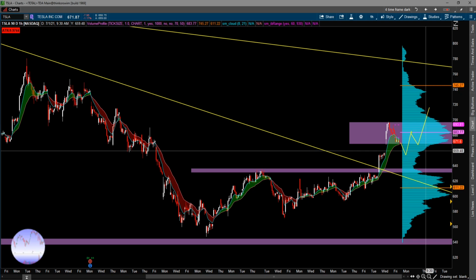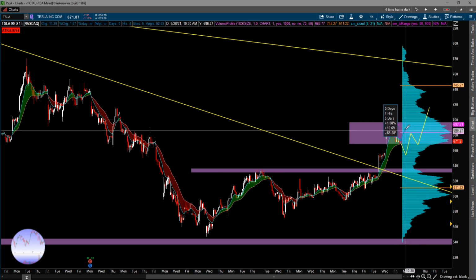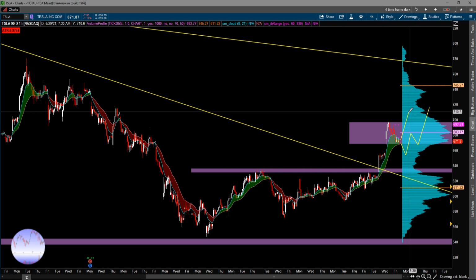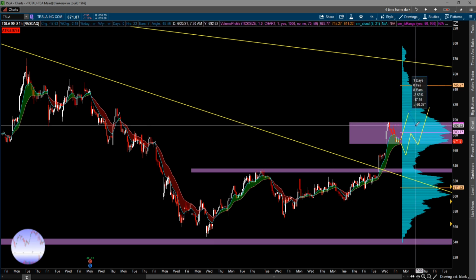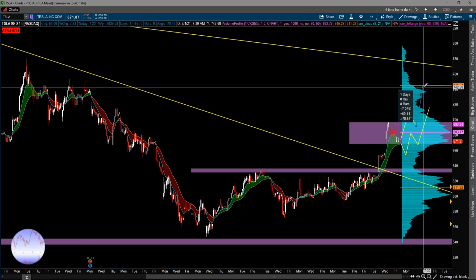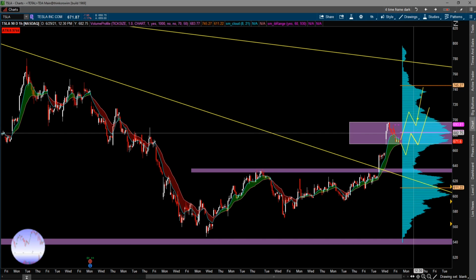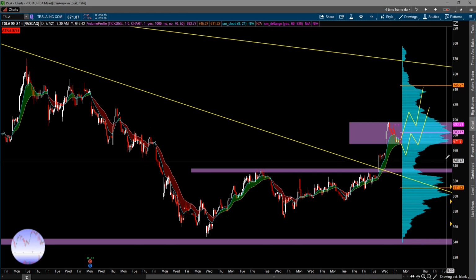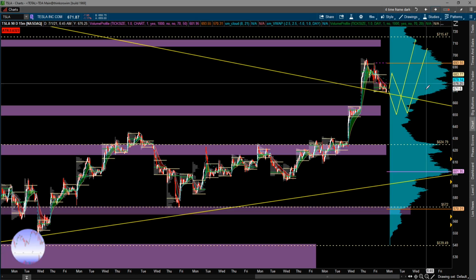Or the other scenario is that it just pushes up and comes up to this high volume node and gets pushed back a little bit, then comes back into this balance area, and then it breaks above this balance area. So this would be the second location that I'll be watching for a potential long, and essentially we'll play it up to this high volume node somewhere around 740, and depending how it looks, might even have a trailer or a runner to come up to 760, 770 at this particular trend line here. All right, so those are the scenarios that I'll be watching for Tesla for tomorrow.